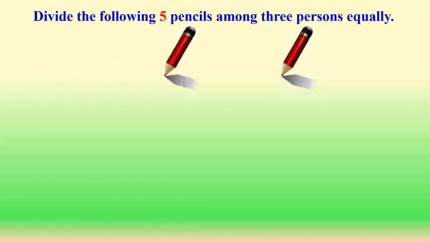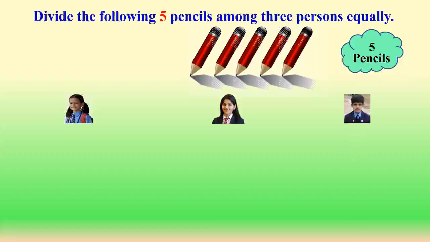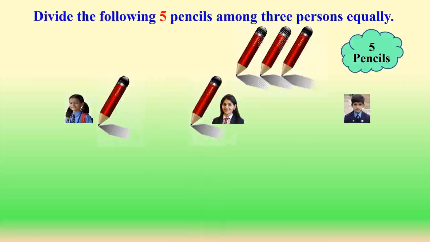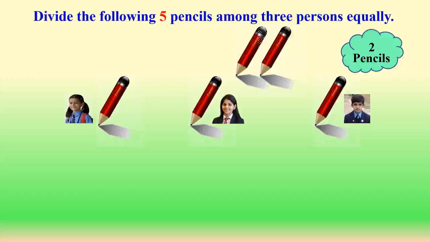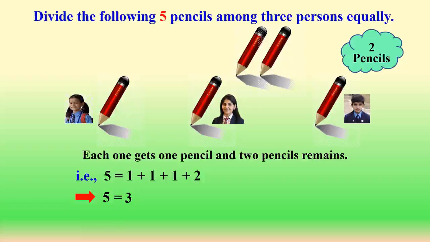Divide the following 5 pencils among 3 persons equally. Here we have 5 pencils, 3 persons. First we give them each one. There are 2 pencils remaining. It is impossible to distribute these 2 pencils among 3 persons. Therefore, each one gets 1 pencil and 2 pencils remain. That is, 5 is equal to 1 plus 1 plus 1 plus 2. Therefore, 5 is equal to 3 times 1 plus 2.